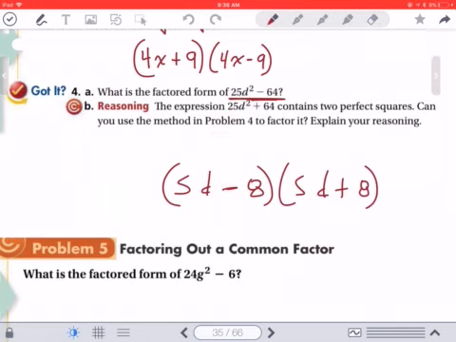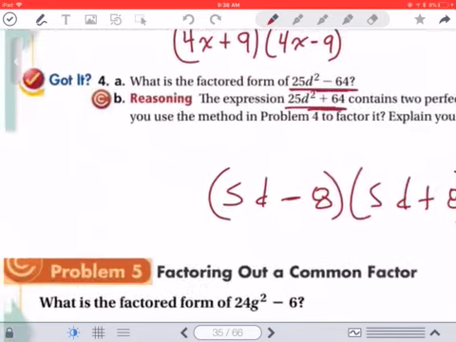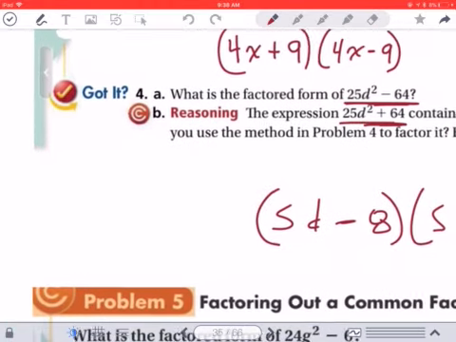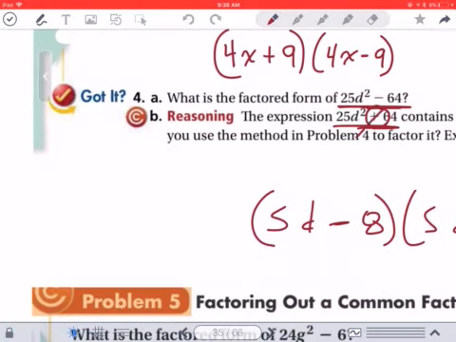So reasoning: the expression 25d squared plus 64 contains two perfect squares. Can you use the method in problem 4 to factor it? Well, explain your reasoning. The answer is no. There's no such thing as the sum of squares. So this is a problem here. You can't factor it.